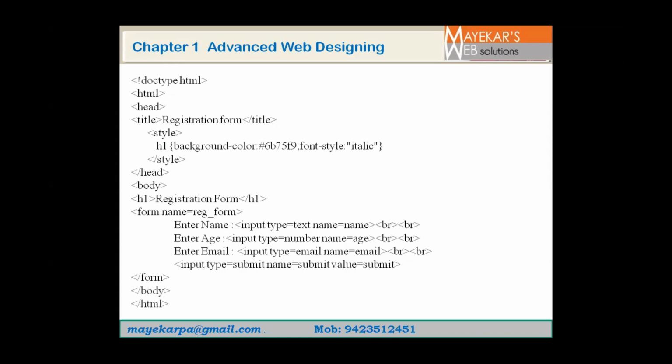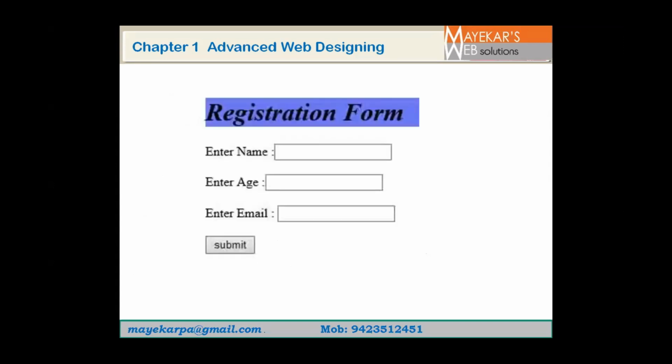When you save it with the .html extension and open it in a browser, the output will display like this. So see here, registration form is the heading. It is titled, means it displays in italic style, and the background color is like sky blue. The color code we have already specified in background dash color. Next, enter name is a label, as it is it displays. Next the text box is displaying here. Three text boxes display here, enter name, enter age, enter email.